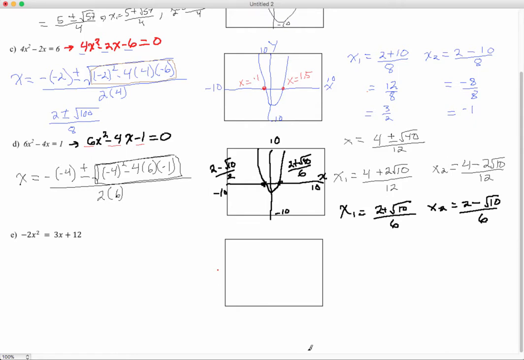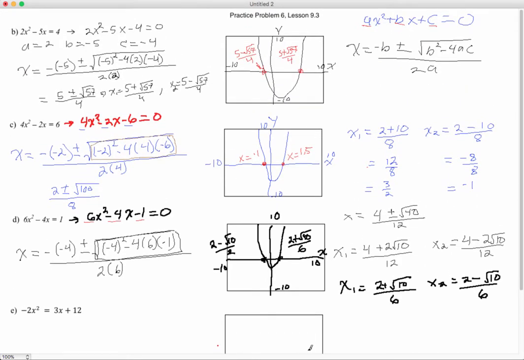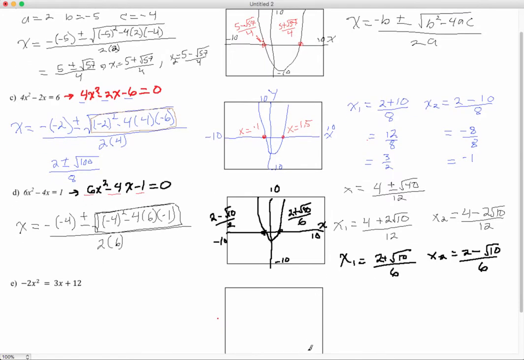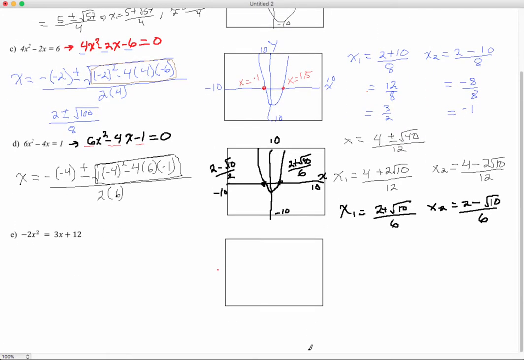Okay, last one. This is practice problem 6, lesson 9.3, part E. So we've got negative 2x squared equals 3x plus 12, and we want to solve that. Our first step, again, is going to be to get it in standard form, and that is set it equal to 0. Now the 0 does not have to be on the right-hand side. A much kinder way to get this set equal to 0 would be to add the 2x squared to both sides.